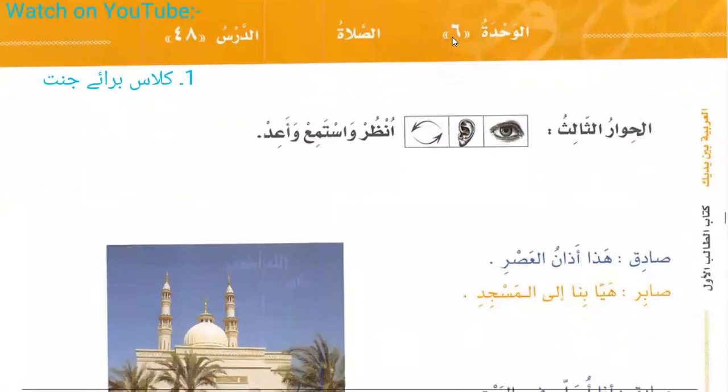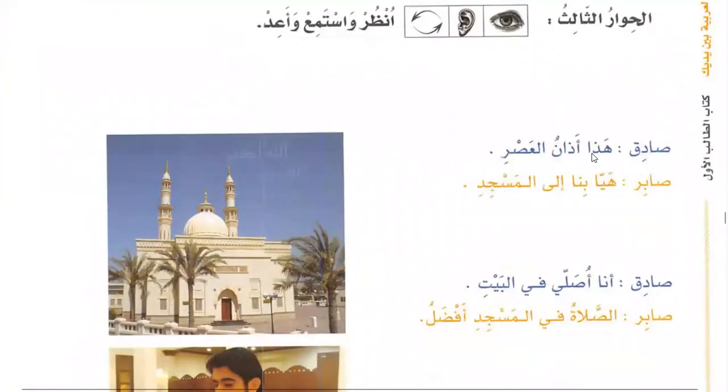Unit 6, the prayer. Lesson 48, third dialogue. Look and listen and repeat. Sadiq: Haza, Azanu Asr. This is the Azan of Asr, the Asr Salah.